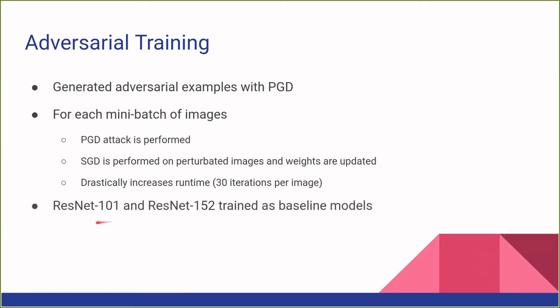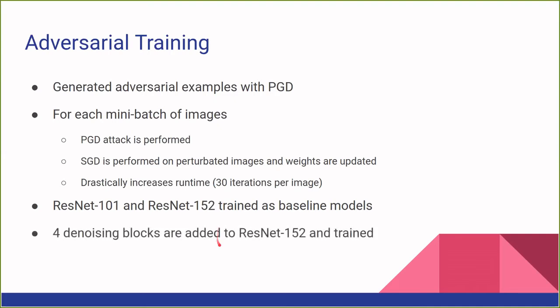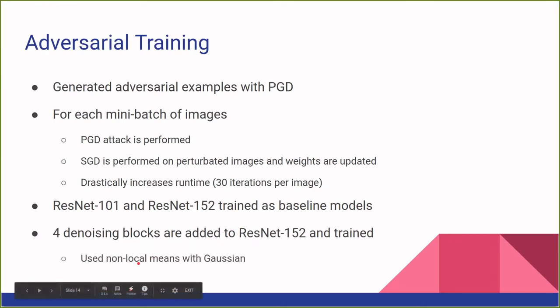So they train ResNet 101 and ResNet 152 as baseline models. These are trained without denoising blocks. And then a ResNet 152 model is trained with 4 denoising blocks. And they use non-local means with the Gaussian non-local means denoising operator.